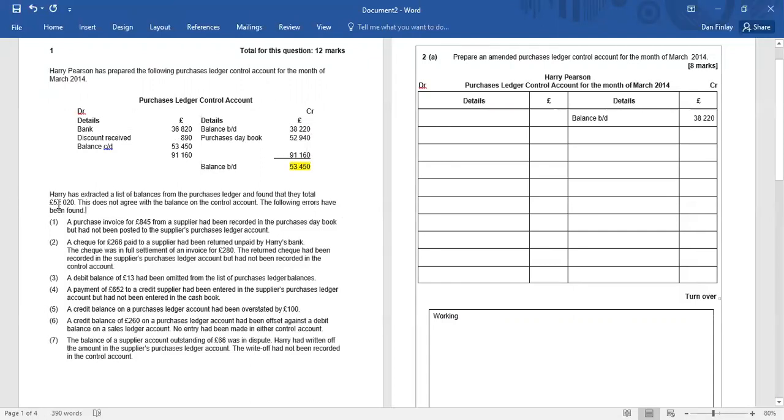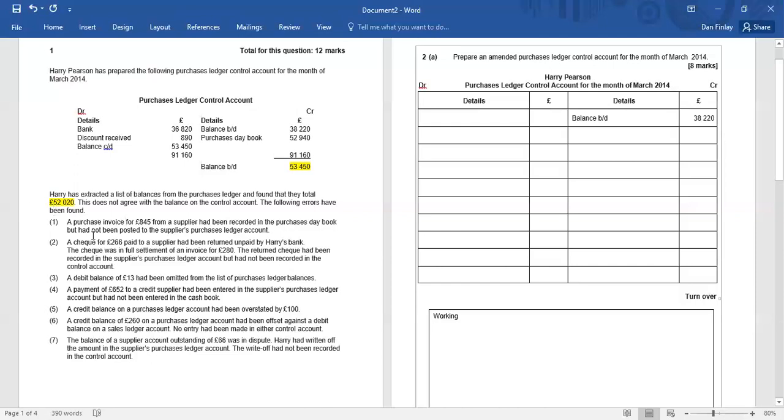However, Harry has extracted a list of balances from the purchase ledger. So that's the suppliers' T accounts, the ledger accounts, and found that they total £52,020. So there's a difference. So this does not agree with the balance on the control account. The following errors have been found. So there could be errors in the control account, or there could be errors in the ledger accounts, the individual T accounts. So some of these will need to be changed if it's to do with the journals, and some of these need to be changed if it's to do with the ledger accounts, so the T accounts. So let's see what's happened.